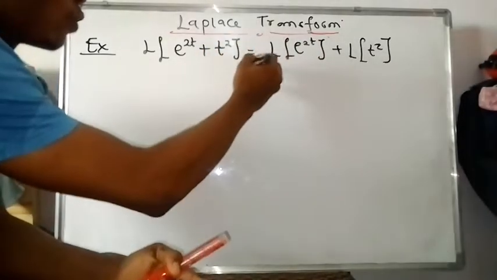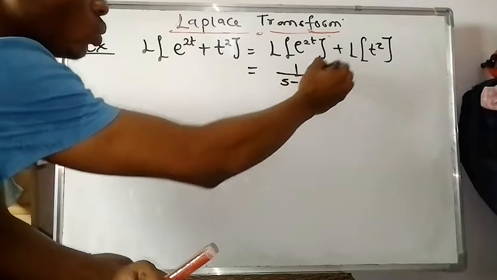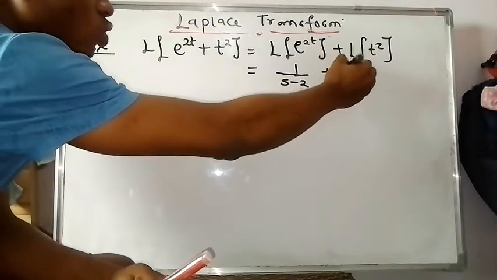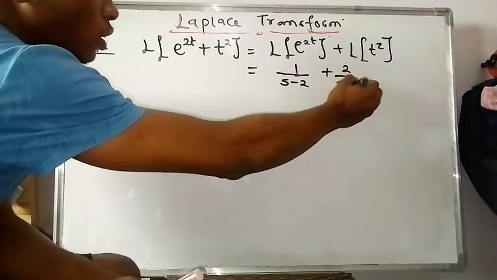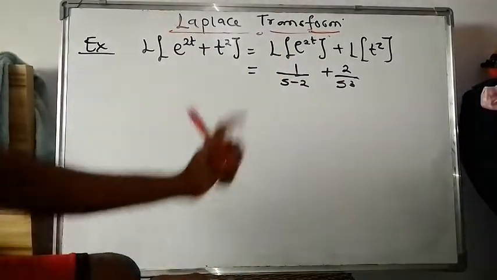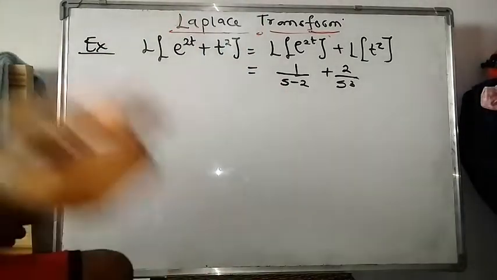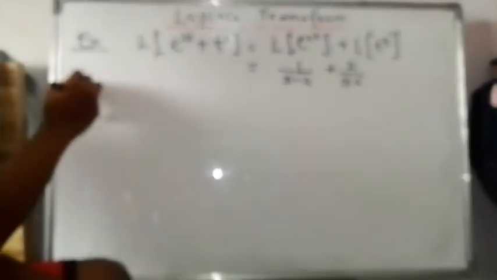So we said the Laplace of exponential 2t is 1 divided by s minus 2, and the Laplace of t squared is 2 divided by s raised to the power 3. Right? So this is the answer we have, or you can choose to simplify it in more detail, or you can leave the answer like this. Now I'm going to take the second example.